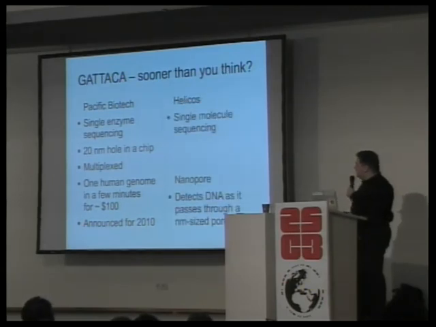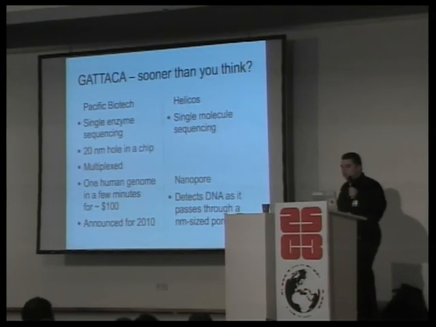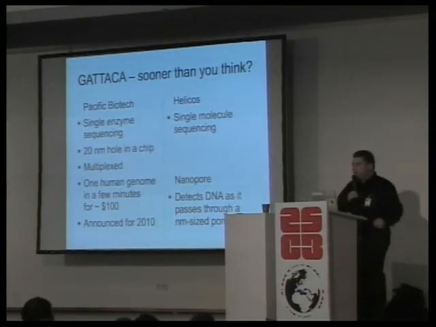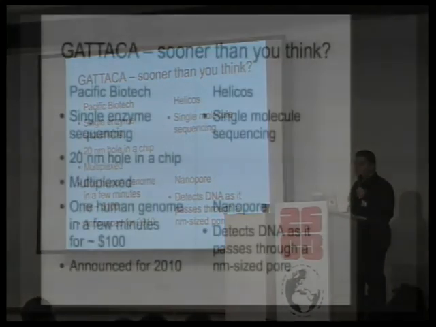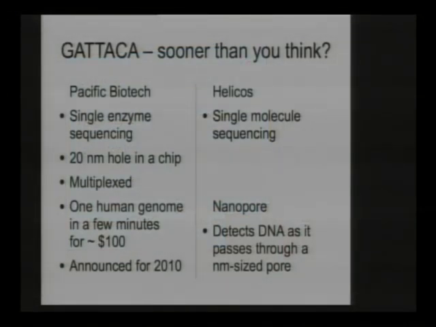There are other companies. So there's Helicos, which will do single molecule sequencing, which will have several advantages. One, you need very little DNA for this. And you have Nanopore, they do something similar to Pacific Biotech.